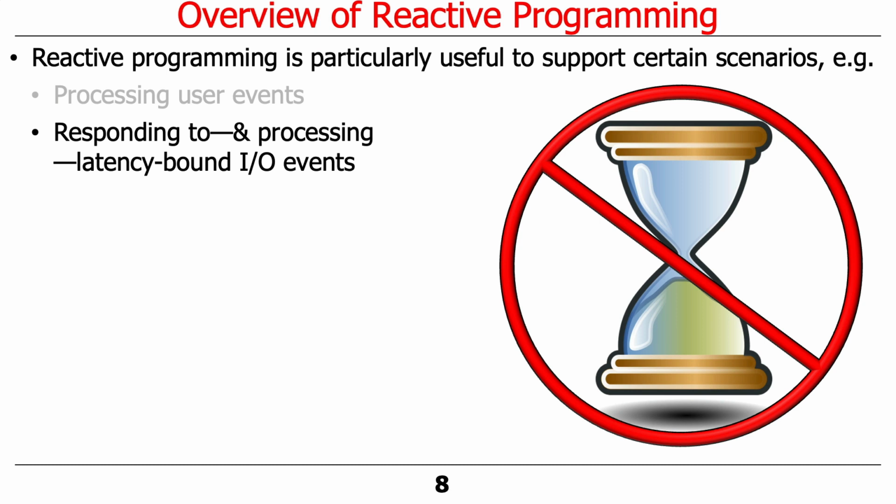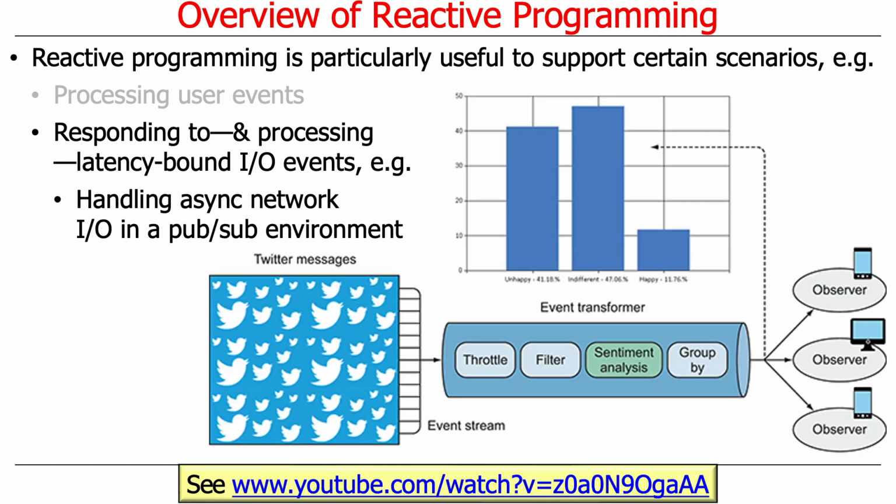Another place they work out very nicely is responding to and processing latency-bound I/O events, where there could be a delay if you're not able to respond. It'd be responsive and respond with a low degree of delay. A good example would be handling asynchronous network I/O in a publish-subscribe environment. So imagine you've got a Twitter feed, or I guess it's an X feed now, and you're going to be getting a stream of events that come in, and you want to do things to them.